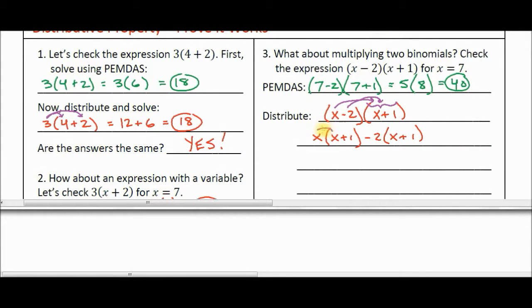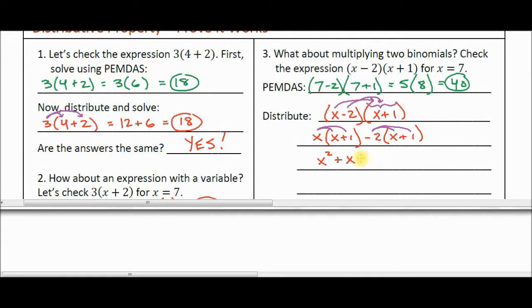It's going to be x times x and x times 1. I'm sorry, there's a bad mistake. X times x is x squared. X times positive 1 is positive 1x, or just positive x. We'll distribute the negative 2 to the x and the negative 2 to the positive 1.